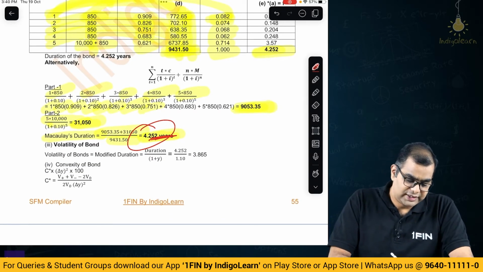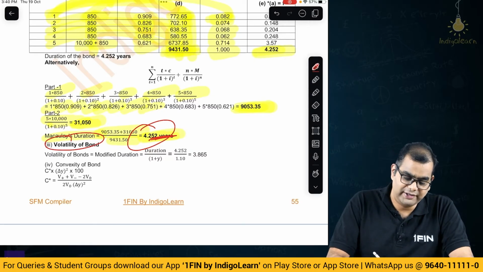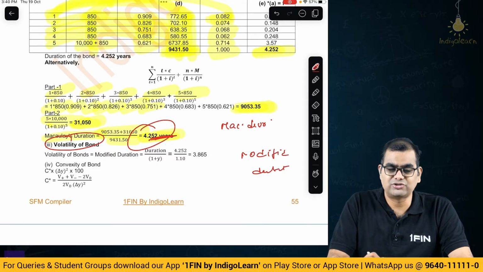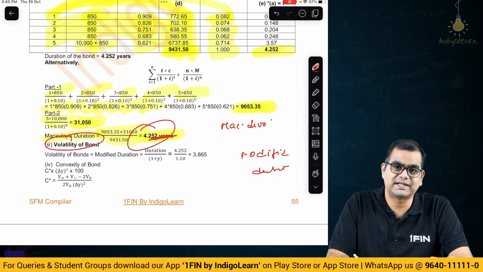Now there is something called the volatility of the bond. What is volatility of the bond? So I told you Macaulay duration, then I told you modified duration. So in the exam, they will not ask you just duration. They will either ask you Macaulay or modified. If they don't say that, you have to understand the question and figure out what they are asking. Are they asking Macaulay or modified? Now, typically when they ask for duration, it is usually Macaulay duration.